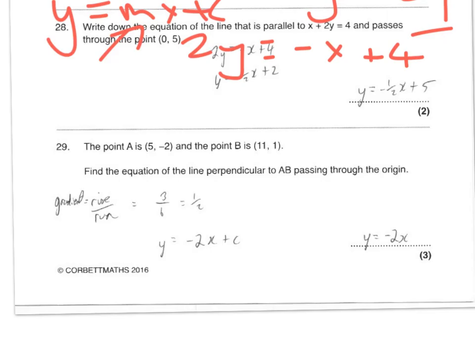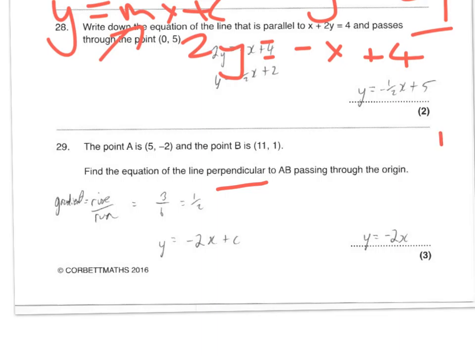If we look here, now this is quite a difficult one, but we'll quickly summarise this. We've got point A is (5, -2), so x is 5, y is minus 2. The second point B is x is 11, y is 1. Find the equation of a line perpendicular to AB passing through the origin. Now your keyword, it's not parallel, it's perpendicular. And I'll tell you what to do with this.